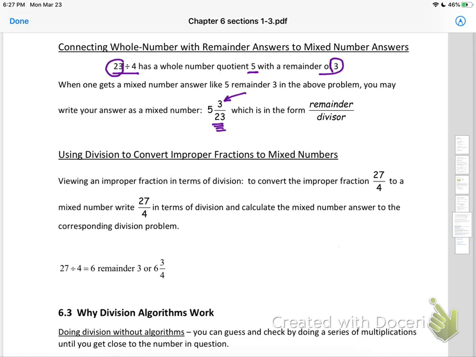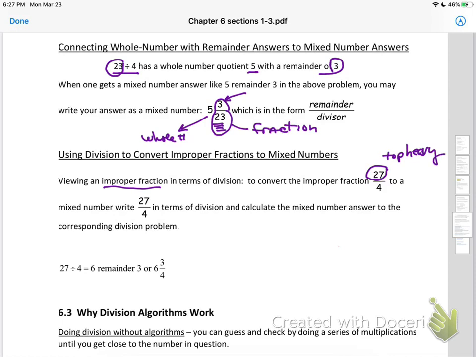So a mixed number has a whole number part. This is the whole number part, and then it has a fraction part. It's a mix of wholes and fractions. Using division to convert improper fractions to mixed numbers. Okay, what's an improper fraction? An improper fraction is a fraction that's top-heavy. Okay, it's top-heavy.